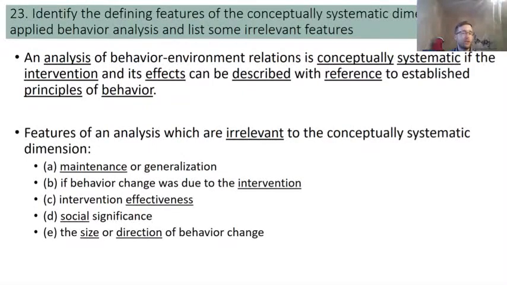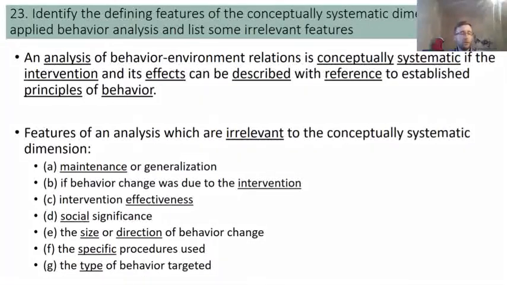The size or direction of the behavior change doesn't matter, but the size of the behavior change is related to the effective dimension. The specific procedures used doesn't matter. The clarity and precision of the description of the specific procedures is the technological dimension. The type of behavior targeted doesn't matter for the conceptually systematic dimension, although if the behavior is socially significant, that meets the applied dimension. So here are some examples of the conceptually systematic dimension of an analysis.